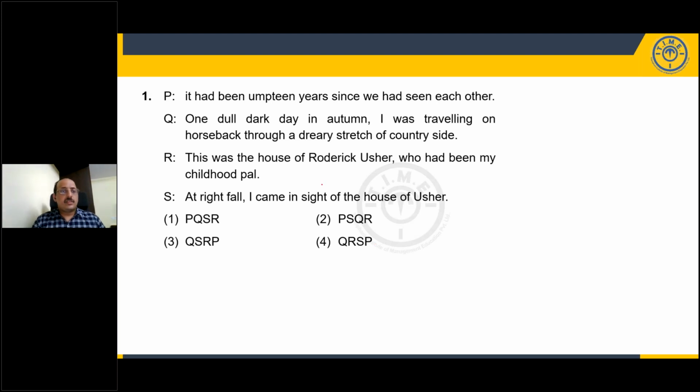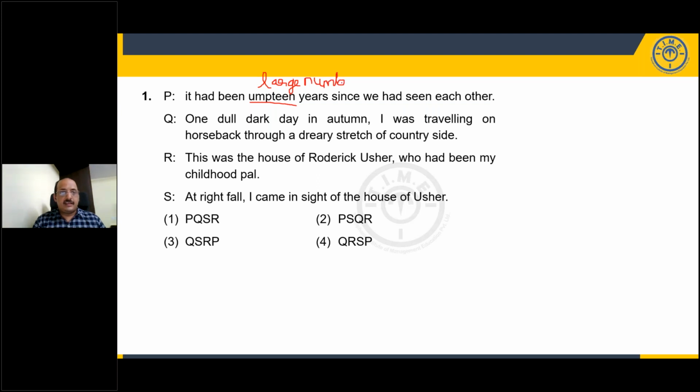All right. It had been umpteen years since we had seen each other. What does the word umpteen mean? A large number. So it's been a very large number of years since we had seen each other. Okay, so there are possibly two people who have not seen each other, the author and someone else. They are talking about themselves.